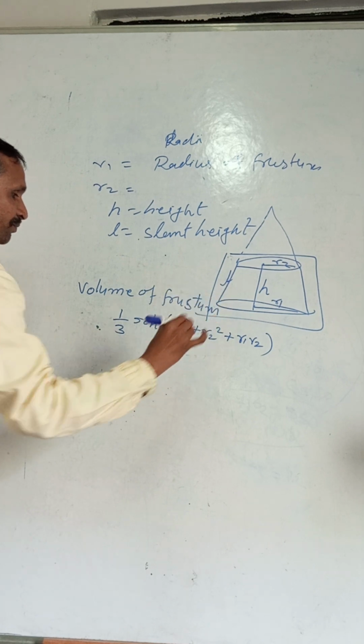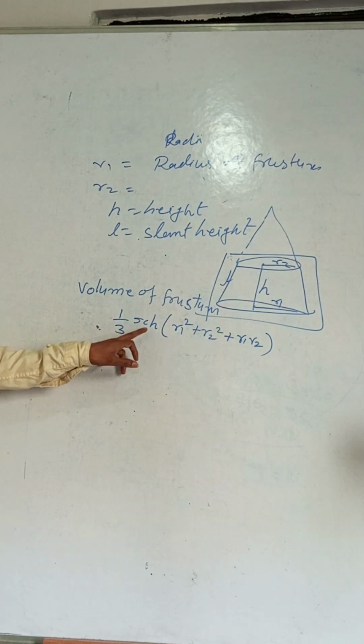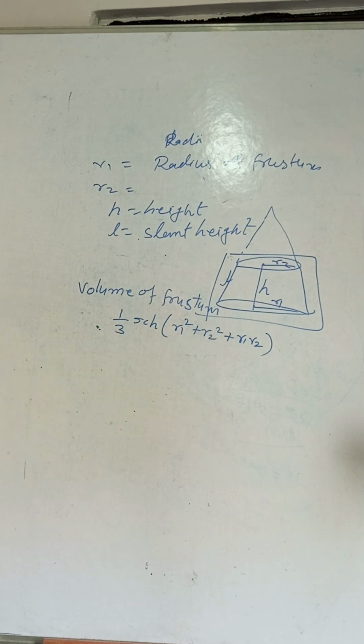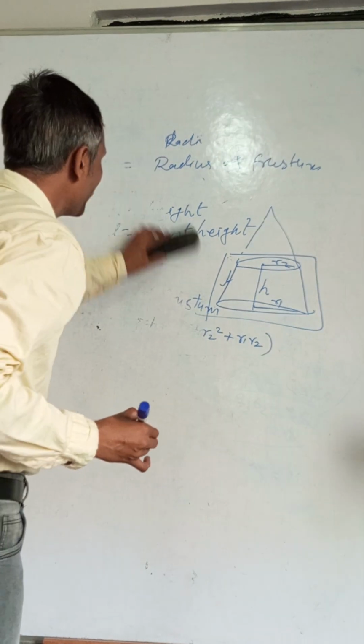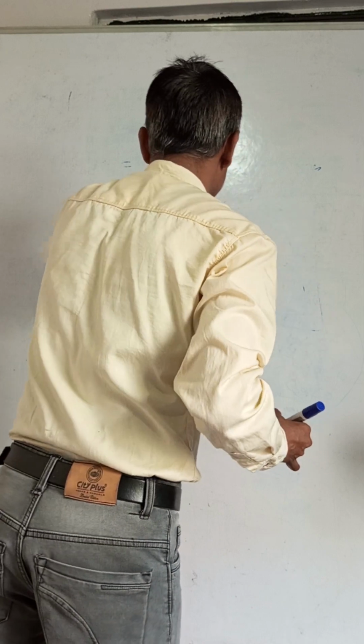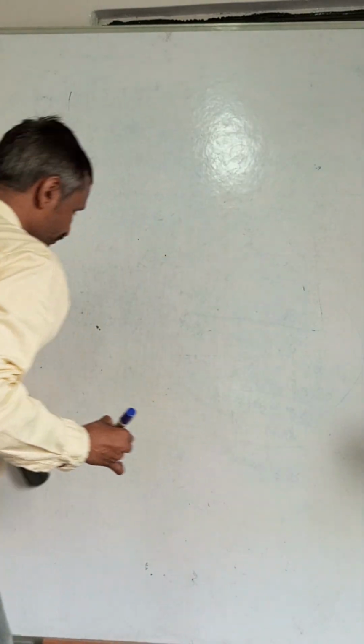Volume of frustum. What is that? 1/3 pi h into r1 square plus r2 square plus r1 r2. r1 and r2 are the radii of the upper and lower circular base.